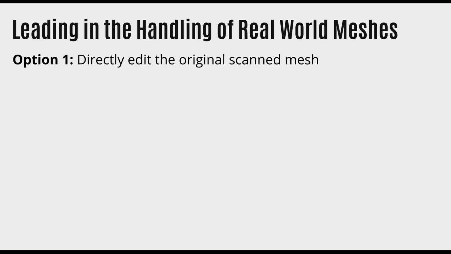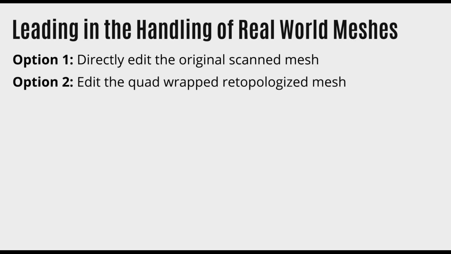And there are two ways to handle these problems. One is to directly edit the original scan mesh. If you have a scan mesh with, say, 5 million polygons and you're trying to directly edit it, it's a very tedious, very difficult job at times, depending on your tools, especially if you have to fill holes and all that sort of stuff. The other option is to edit the actual quad-wrapped retopologized mesh. That is a much lower detailed mesh, and it's much easier to do intelligent things with the shape. And we allow you to do both of these options.